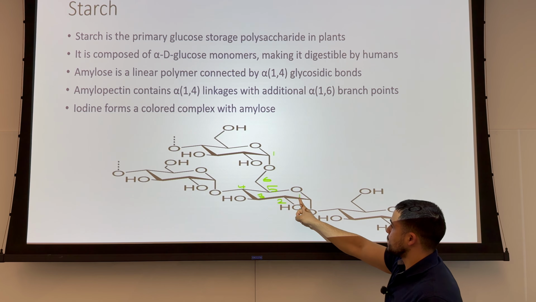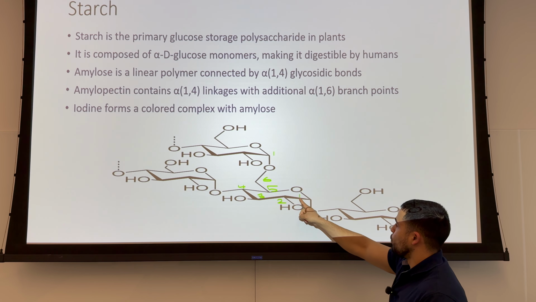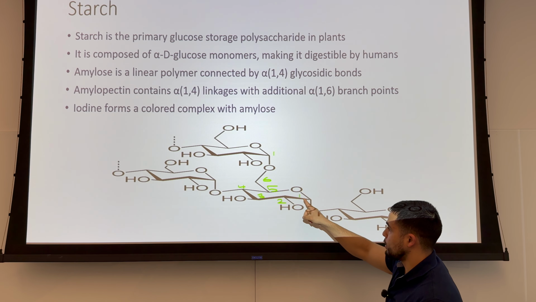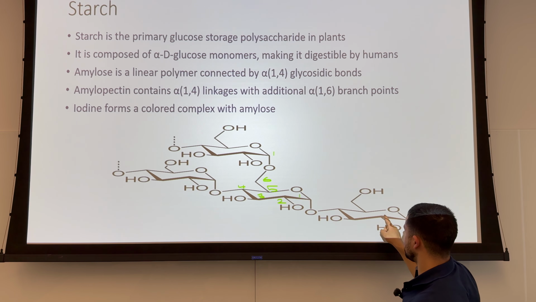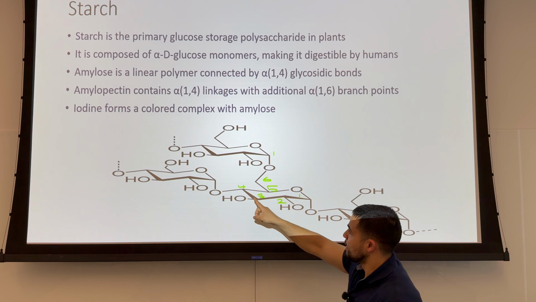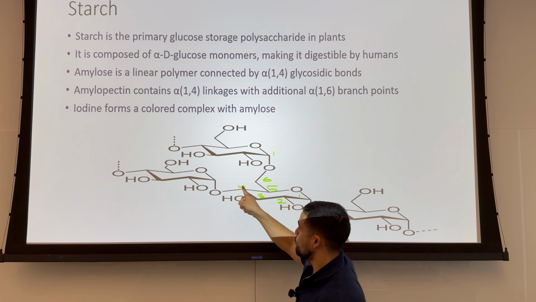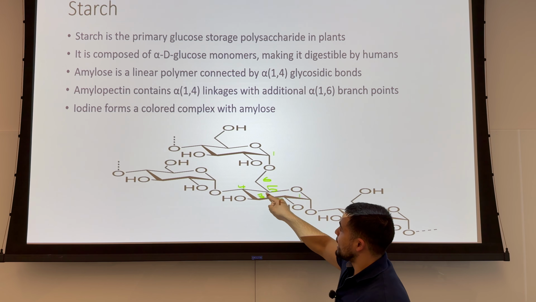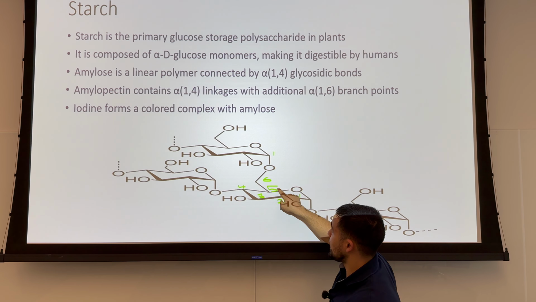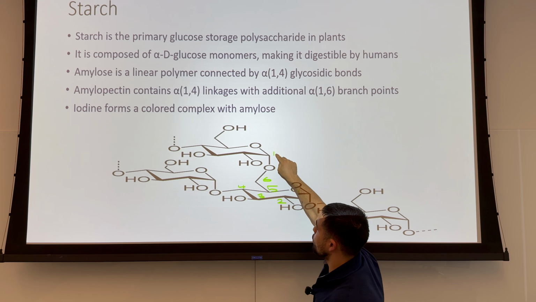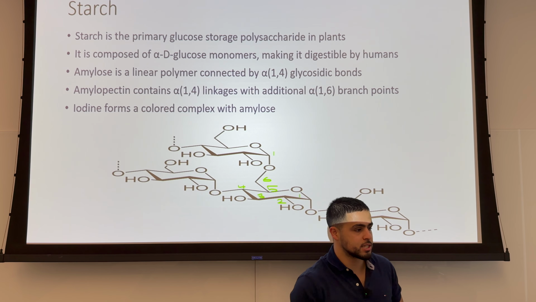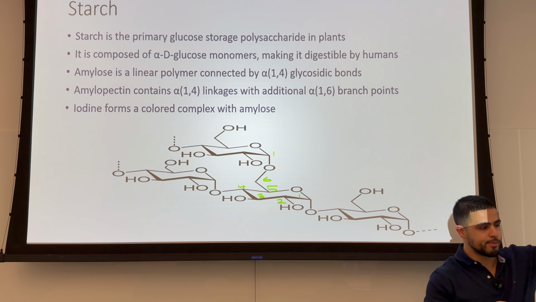You can see that it's attached to its neighbor via a 1,4 glycosidic bond, alpha 1,4, because this is 1, 2, 3, 4, so fourth position. And this one is attached at the 1,4 with its neighbor, whereas the one that's branching off over here is attached via an alpha 1,6 glycosidic bond. So that's just the way to form the branches over there.